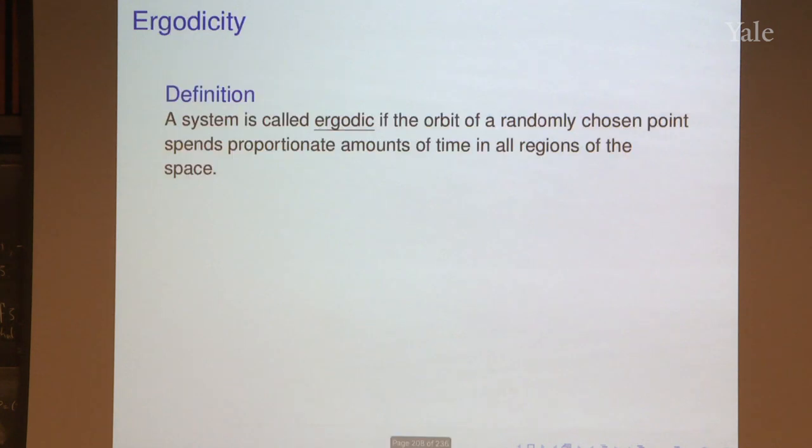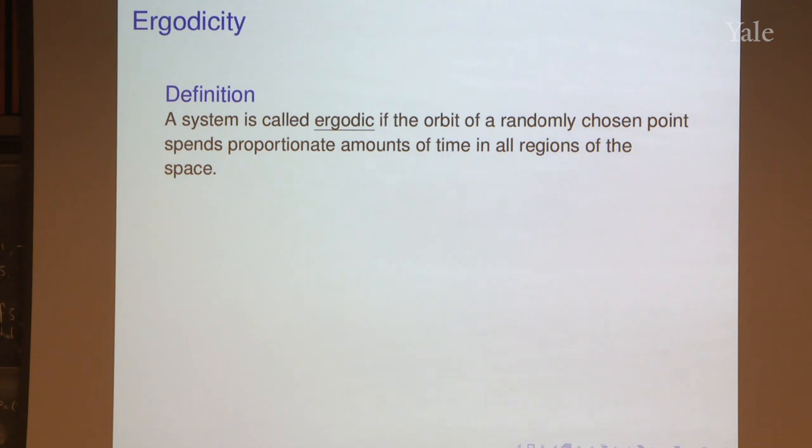So recall, this is just the same definition that we had earlier. A system is called ergodic if the orbit of a randomly chosen point spends proportionate amounts of time in all regions of the space. OK. So we've seen that for every rational number, the orbit will not go everywhere equally, right? Because a rational number either repeats itself or terminates, which is also repeating itself. We saw that even for some irrational numbers, the orbit won't go everywhere.